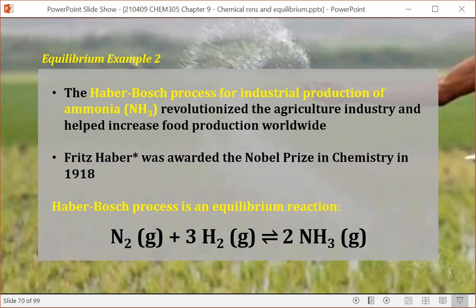So Fritz Haber was one of the developers of this process. He was awarded the Nobel Prize in Chemistry in 1918 for industrializing the production of ammonia. And so this is an equilibrium process. You take nitrogen gas and react it under high pressure with hydrogen gas to produce ammonia gas, and then this is further processed to produce ammonia for use in fertilizers. So as an equilibrium process, if you change, say, the concentrations of ammonia or hydrogen, it's going to affect whether this reaction favors the forward reaction to produce ammonia for fertilizer, or whether it favors the reverse reaction.